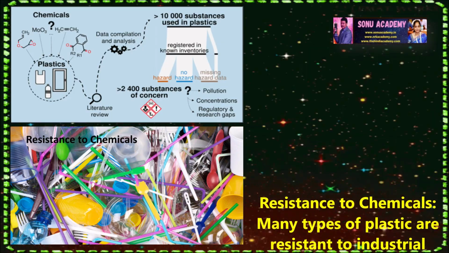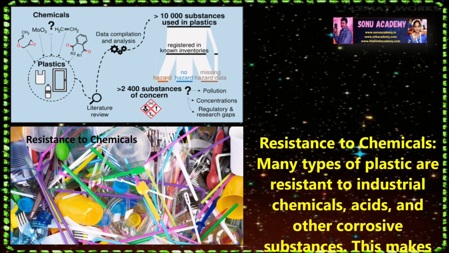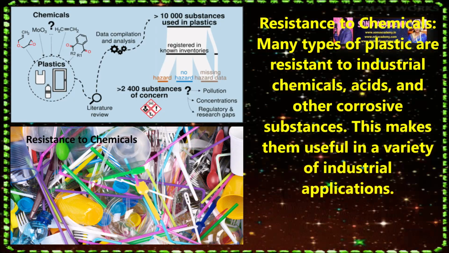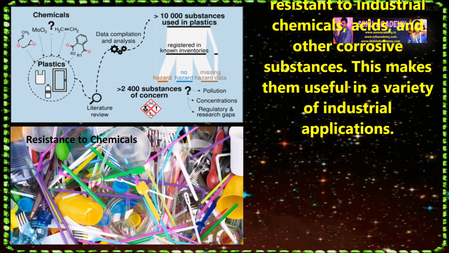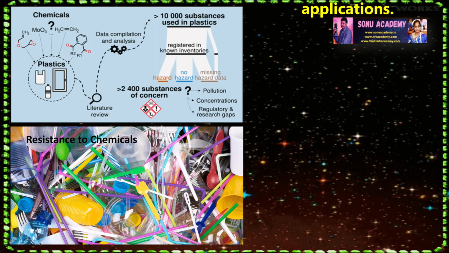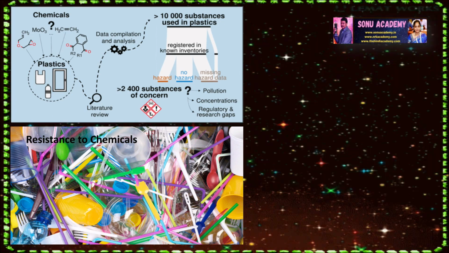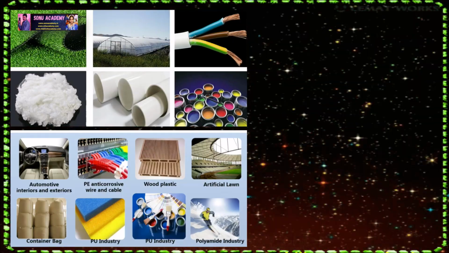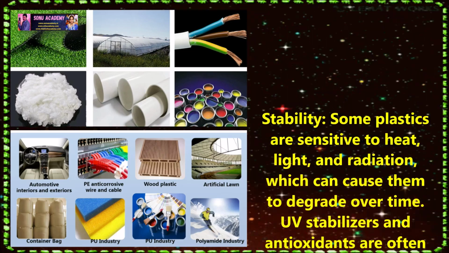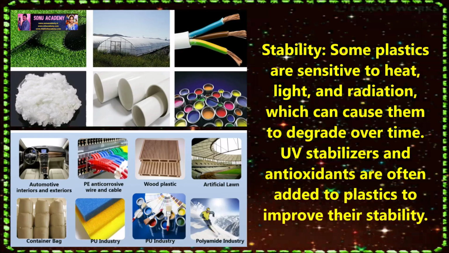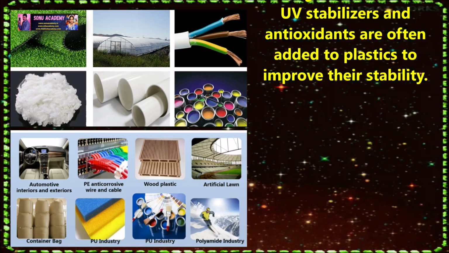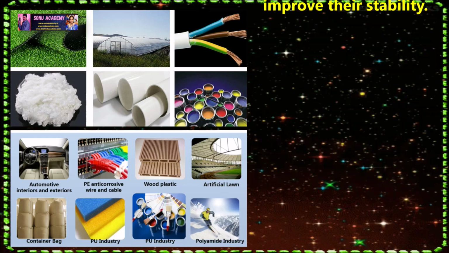Children, let us discuss the chemical properties of plastic. Resistance to chemicals. Many types of plastics are resistant to industrial chemicals, acids and other corrosive substances. This makes them useful in a variety of industrial applications. Stability. Some plastics are sensitive to heat, light and radiation, which can cause them to degrade over time. UV stabilizers and antioxidants are often added to plastics to improve their stability.